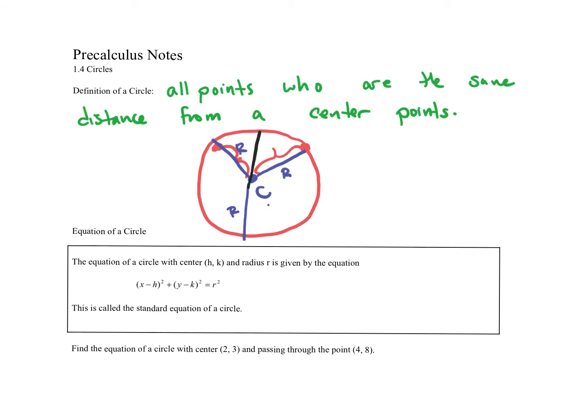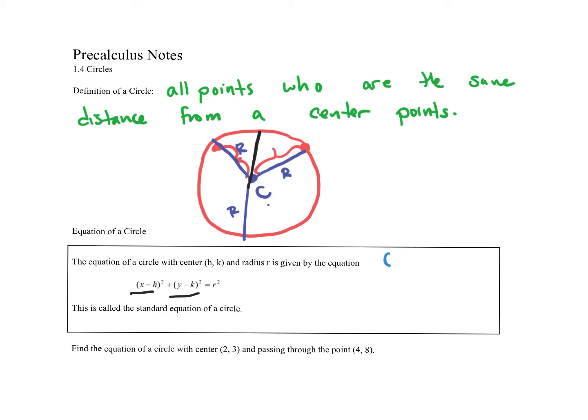So we're really more interested in the algebraic equations of circles, as we'll see several of those this year. The equation of a circle with some center, we'll say the center is generically (h, k), and we'll say the radius is r, is given by this equation: (x - h)^2 + (y - k)^2 = r^2. This is what's referred to as the standard form of a circle equation.